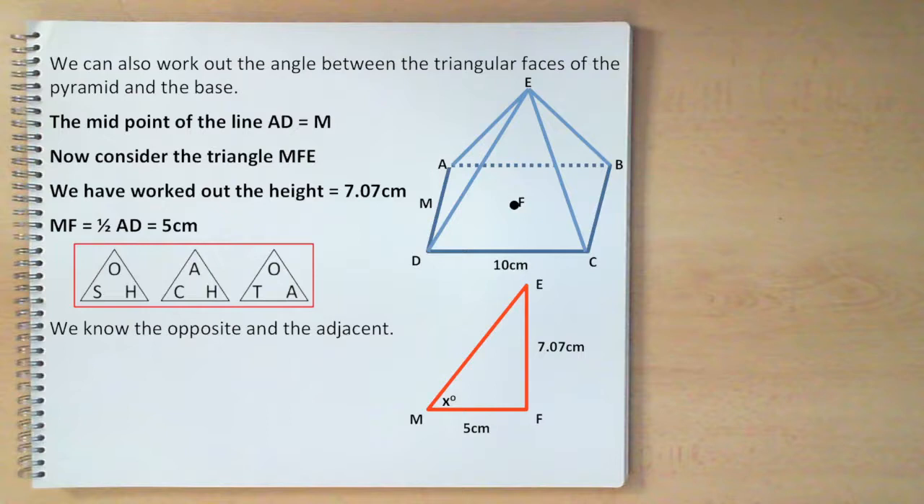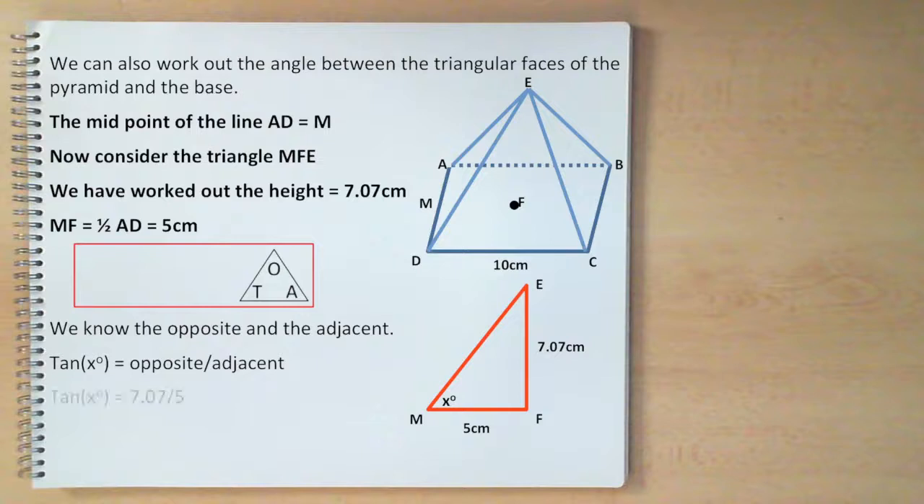Which one has O and A in it? Well, it's the one at the end there with TOA, isn't it? So we can get rid of the other two and just use our tangent equation. So we know that tangent of x degrees is the opposite divided by the adjacent. So that's 7.07 divided by 5. So the tangent is 1.414. If we get our calculator out, do tan to the minus 1 of 1.414, we get a value for that angle of 54.73 degrees.